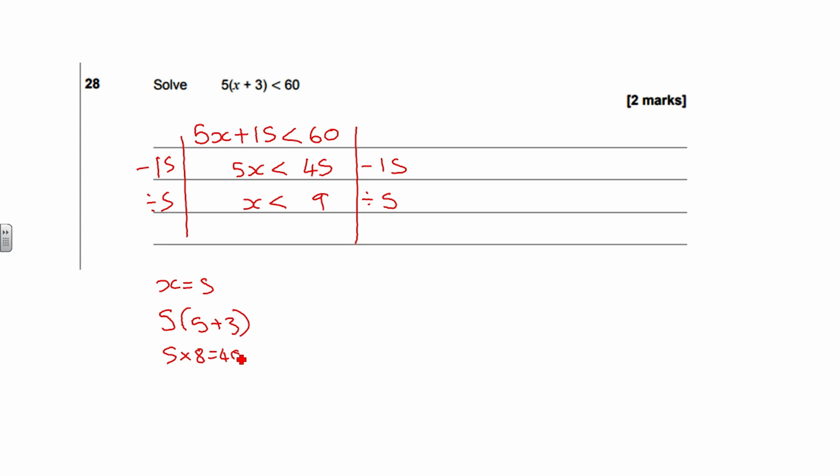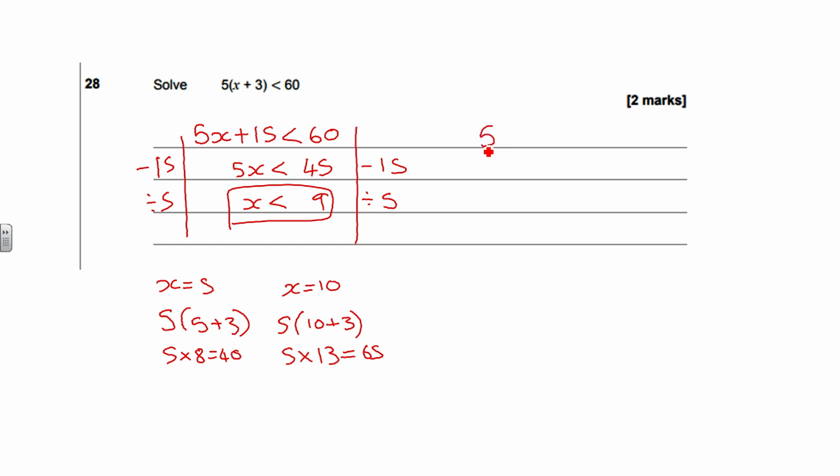Let's just check an x more than 9. So let's go for x is 10. We'd get 5 brackets 10 plus 3, which is 5 times 13. 5 times 13 is 50 plus 15 is 65. That's more than 60. So that looks like, yeah, my x is less than 9. Seems to be a nice answer.